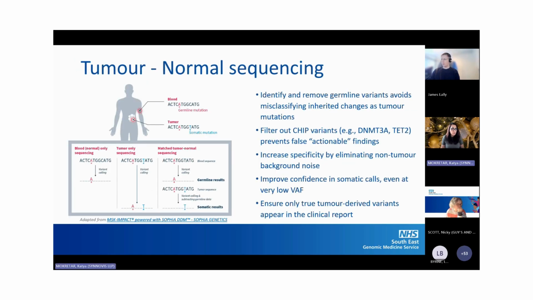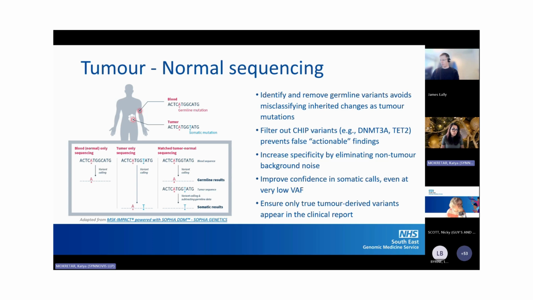So why do we sequence both the normal and the tumor DNA? Well, when we sequence the plasma alone, we see everything that circulates in the blood, including germline variants and CHIP variants, CHIP mutations from clonal hematopoiesis. And these are obviously not from the tumor, and they can actually be misjudged as variants coming from the tumor.